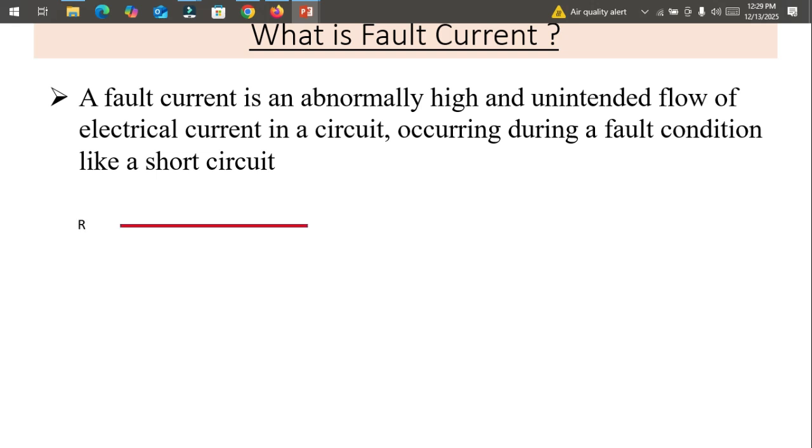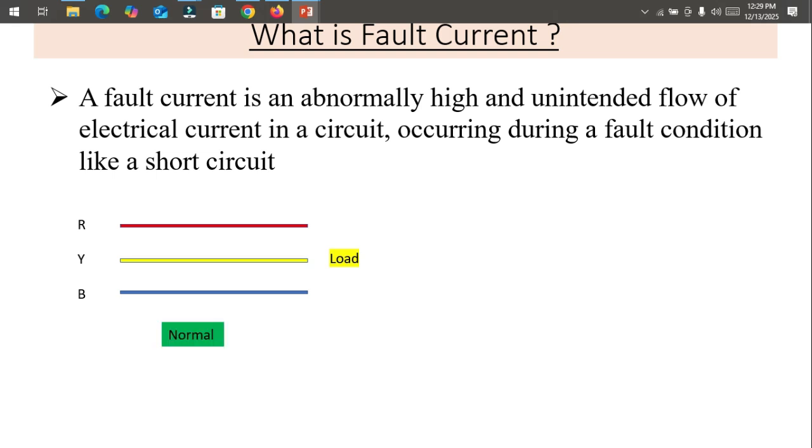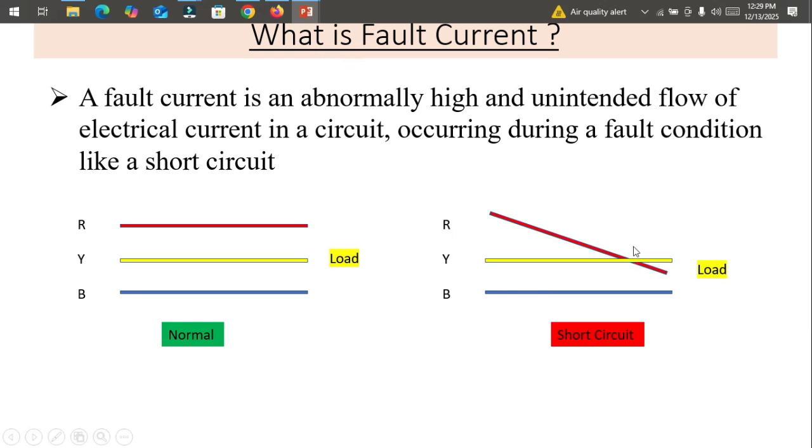If we look here, these are the three phases R, Y, B, where we have connected the load side, and in this condition it is normal. Now when two phases touch each other, bare or naked, there will be a short circuit between R and Y. At that point fault current happens, meaning a huge current will flow in this circuit. So this is called fault current.